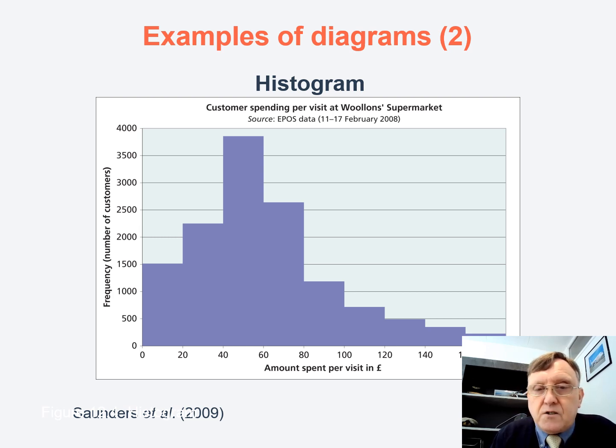So we can obviously see something, we can draw some conclusions here. The amount of people that spend more money generally are less, but the mean seems to be, or the average of this seems to be, the highest amount that we have here is £60 per visit.